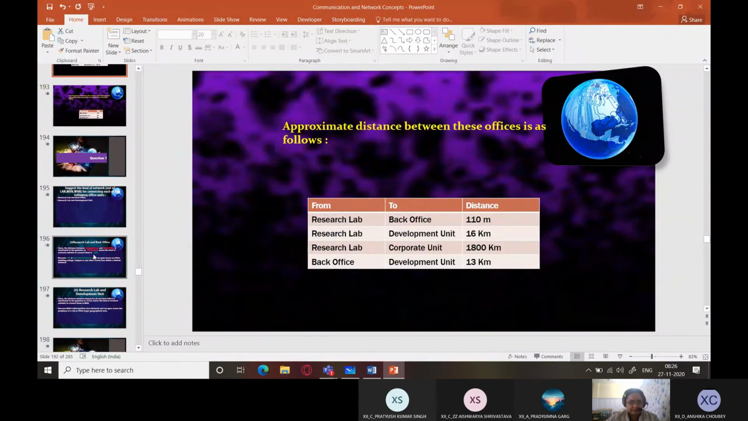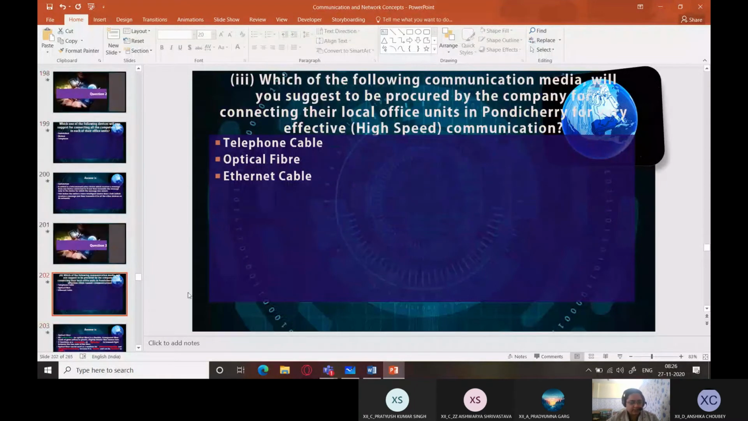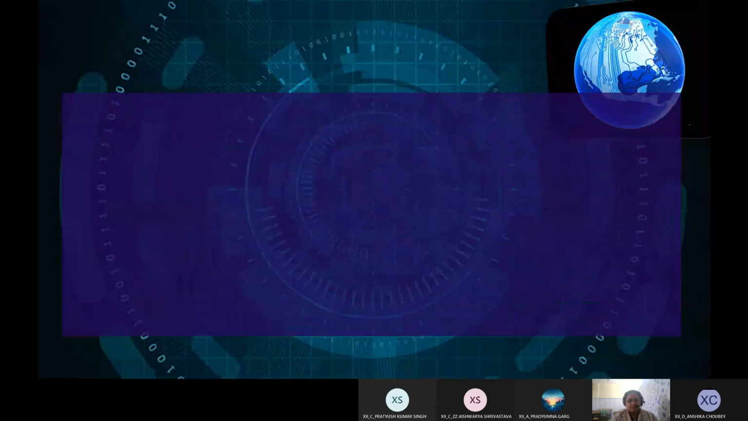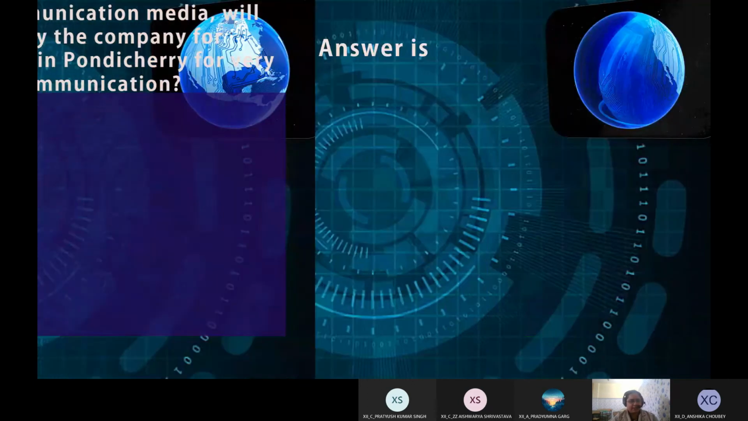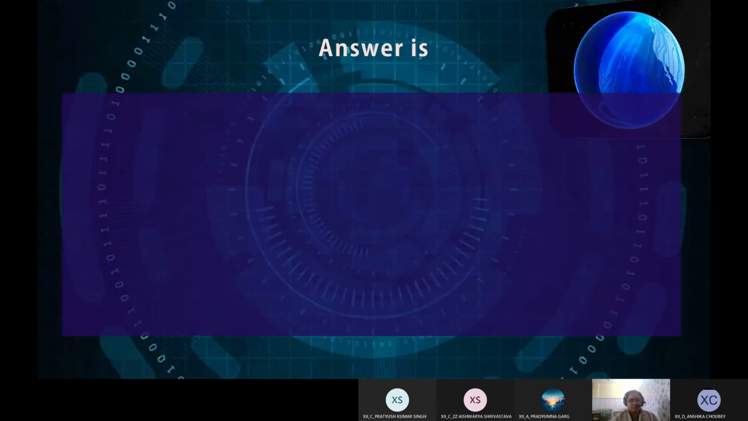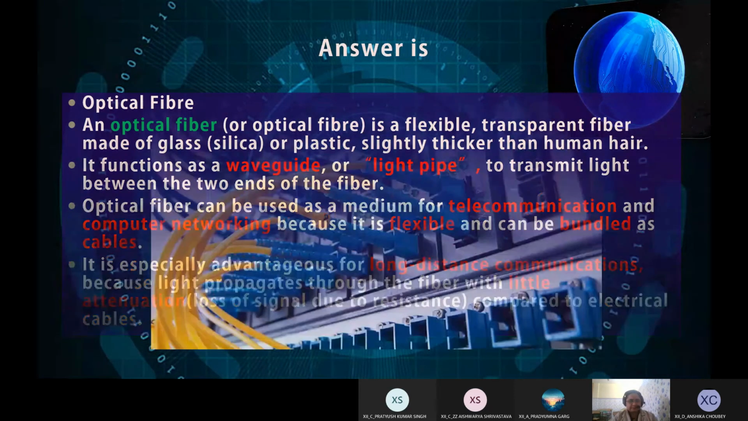Okay, so where are we? We were here at question number 3, right? So which out of the three? Answer is optical fiber. And the reason I already told you. So the entire information is given over here, right? Why optical fiber is used.